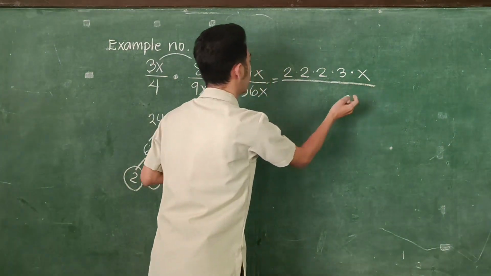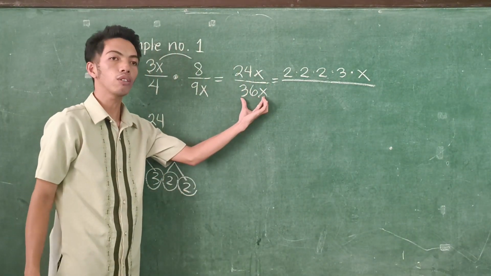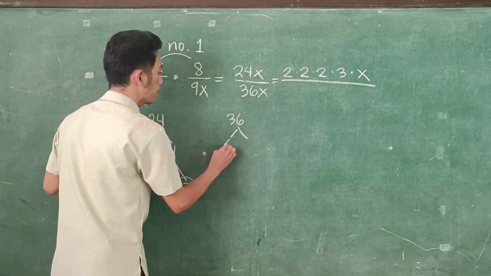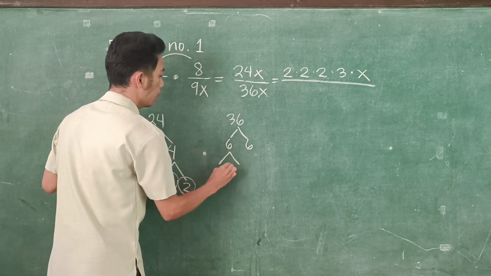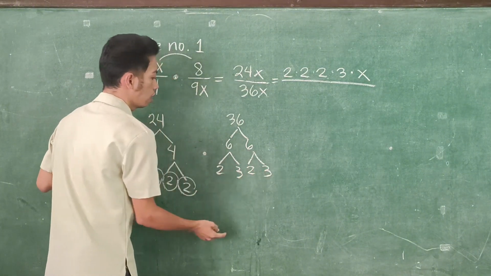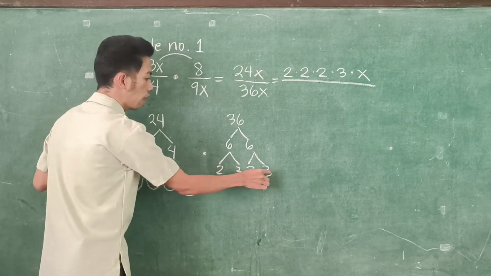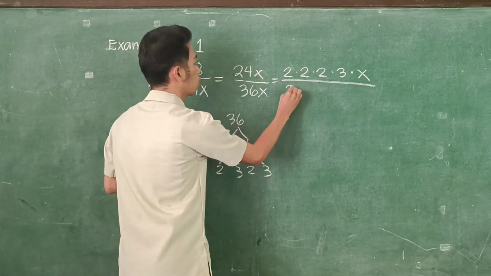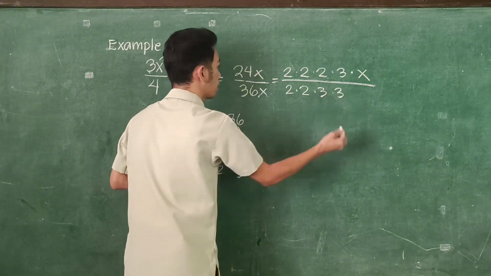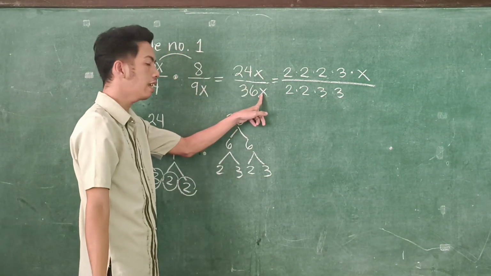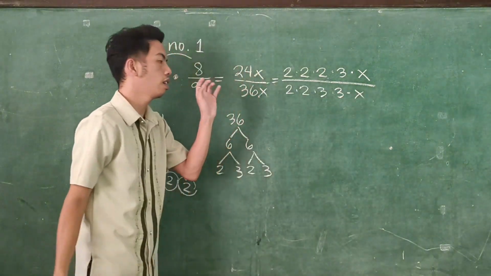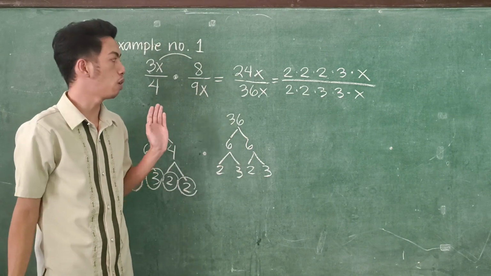Then over, we need to factor 36x. So, ang factor ng 36, we have 6 times 6. Then, we have 2 times 3. Then, we have 2 times 3. So, may dalawang 2 at dalawang 3. So, we have 2 times 2 times 3 times 3. Then, yung x natin, i-multiply din natin. Okay. So, we are done with step number 2.